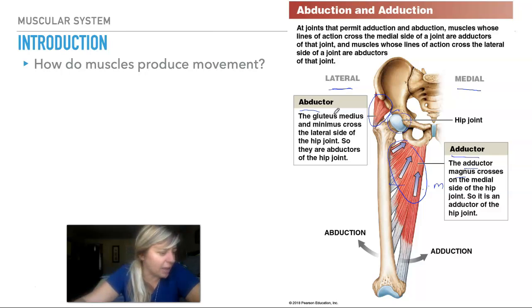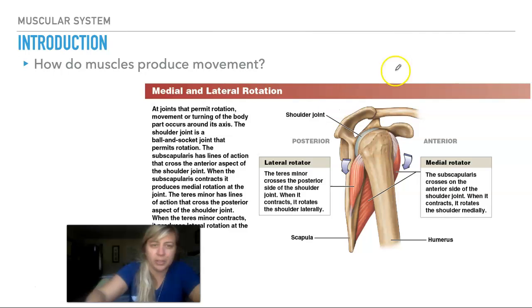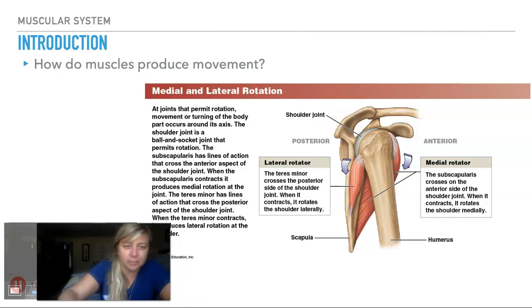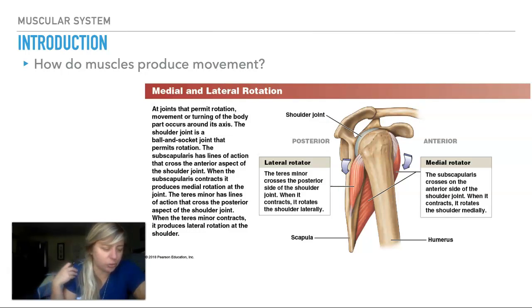Okay, and then our last one here is about rotation. The joint here that you can see is the shoulder joint, right? So you should recognize the scapula, and you can also see a bit of the clavicle in there, right? So here's our scapula, here's our clavicle, here's our humerus, and here is our ball and socket joint.